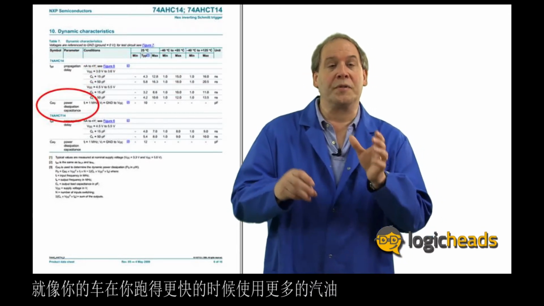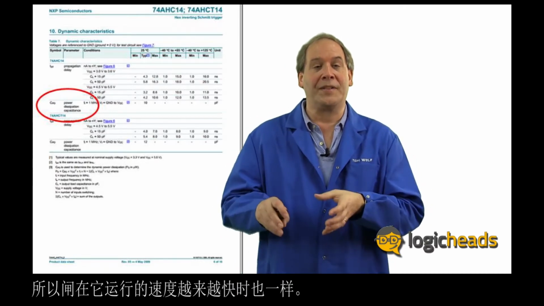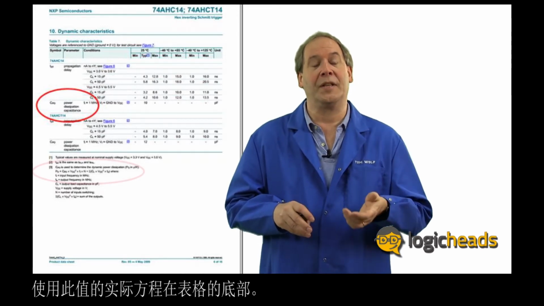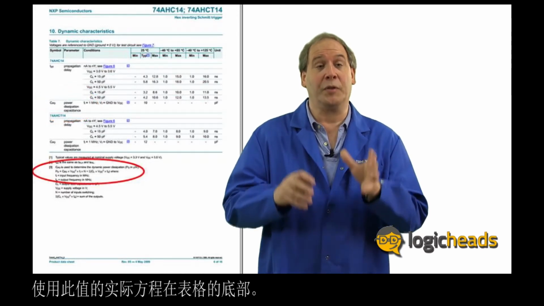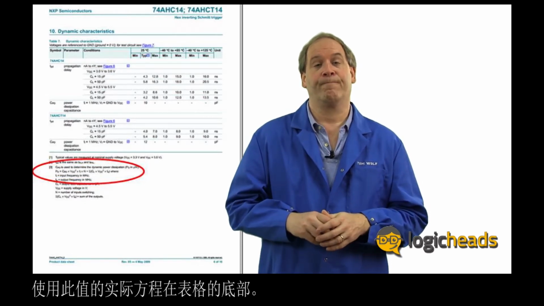Just like your car uses more gasoline the faster you go, so does a gate as it runs faster and faster. Now the actual equation that uses this value is listed at the bottom of the table, so you can calculate the real power for any particular speed of operation of this device.